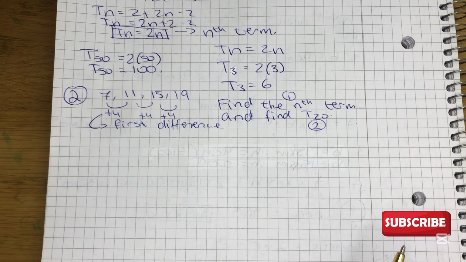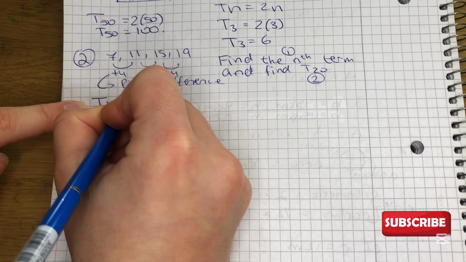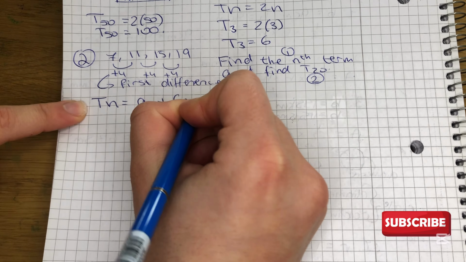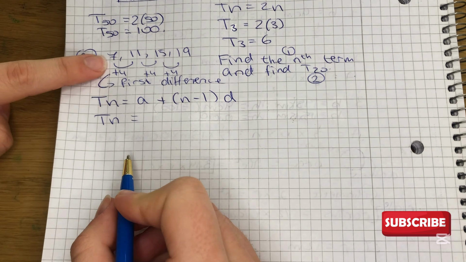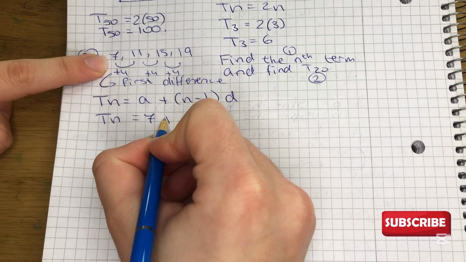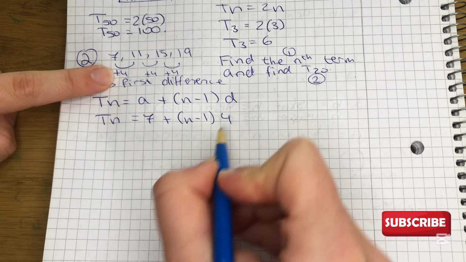Okay, now let us use the formula. So the formula is Tn equals a plus (n take 1) d. Tn is equal to a, our first term, which is 7, plus (n take 1), and our difference is 4.